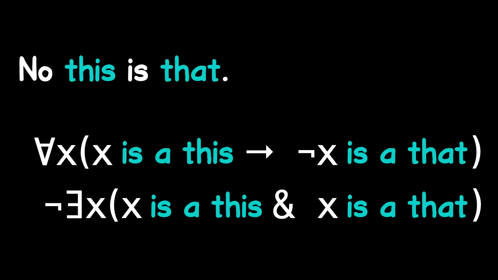Here are the general patterns. If you want to say that nothing which has one property has a second property, no this is a that, you can do it with a universal quantifier: for all X, if X is a this, then not X is a that. Or you can do it with an existential quantifier: there does not exist an X such that X is a this and X is a that.